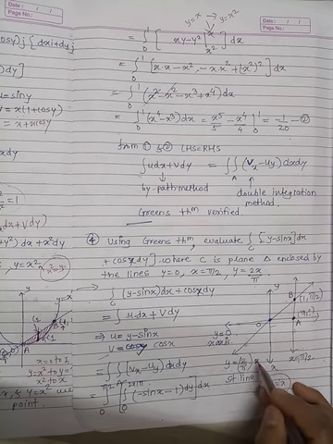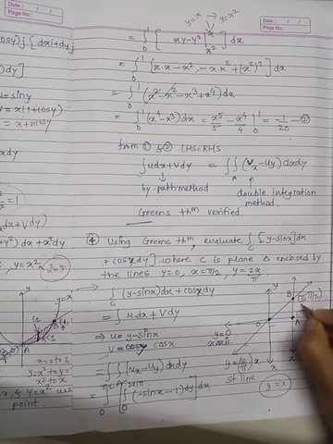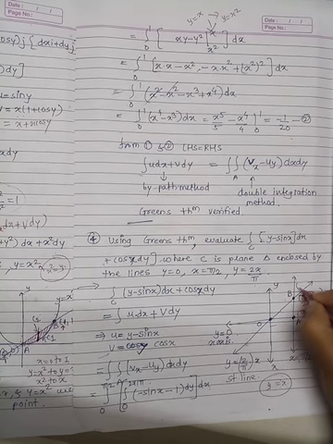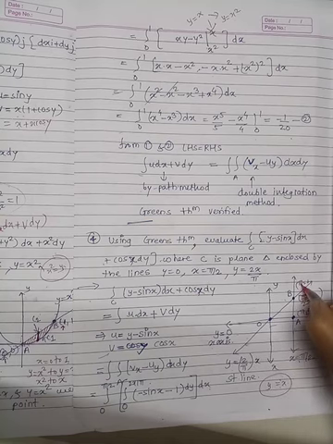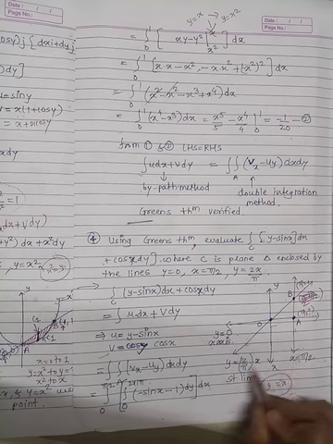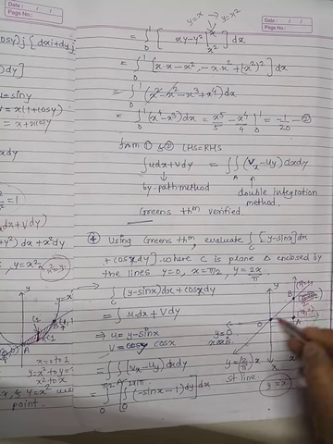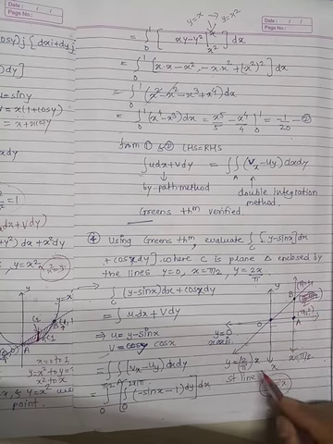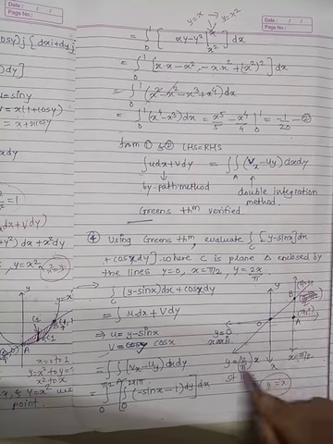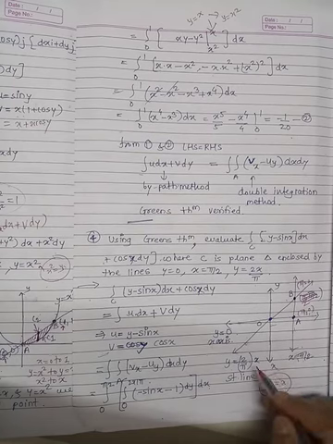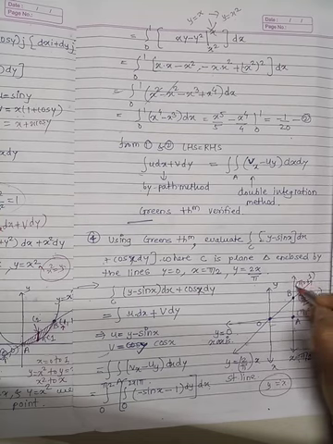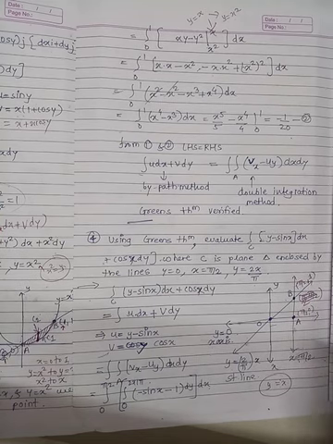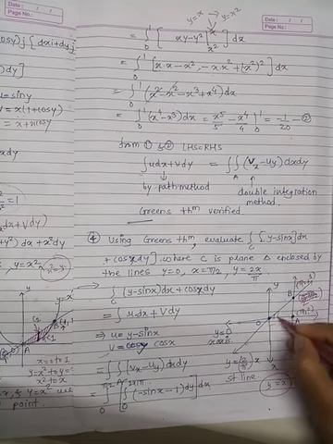So the x point is x equal to pi by 2, and after solving these two straight line equations, putting the second equation in this, we get y equal to 1. So the intersecting point is pi by 2, 1. So this is your triangle.